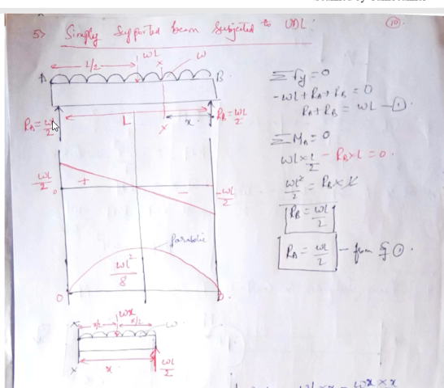So our first step is to calculate the reaction forces, that is RA and RB. For that we will be using a sign convention: whatever forces are acting in the upward direction, we'll take them positive. If the forces are in the downward direction, we will take negative. These sign conventions are only for calculating reaction force.